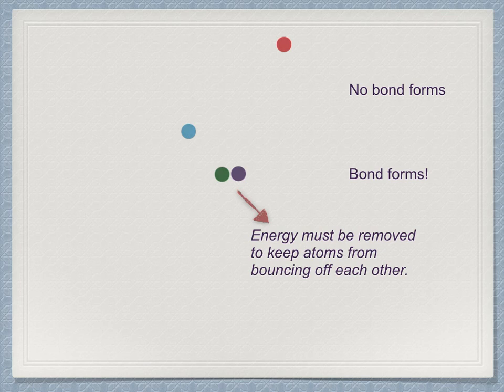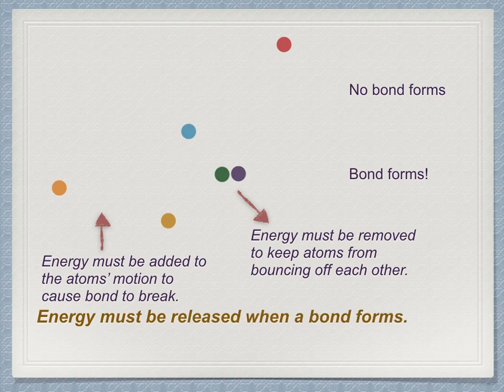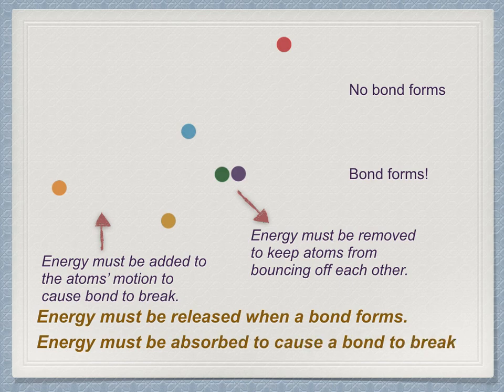If a chemical reaction is to occur, then some bonds in a reactant molecule must be broken before new ones can form. In this case, energy must be added to the motion of the atoms so that they can have enough kinetic energy to fly apart. Energy must always be removed from a molecule when a bond forms. Energy must always be injected into a molecule for a bond to break.